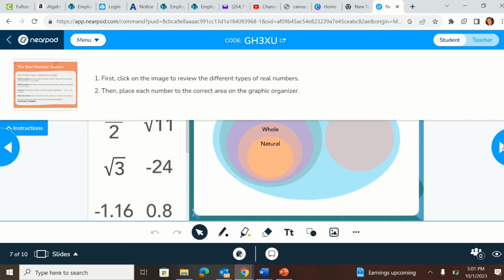Once students get an opportunity to go through direct instruction with their teacher, the great part about Nearpod is that it allows students to actively engage. Students will be able to look at a set of numbers. Instructions are provided above. Number one, first students would click on the image to review the different types of real numbers, and then they would place each number in the correct area on the graph.